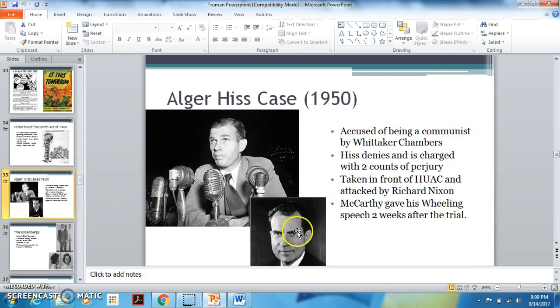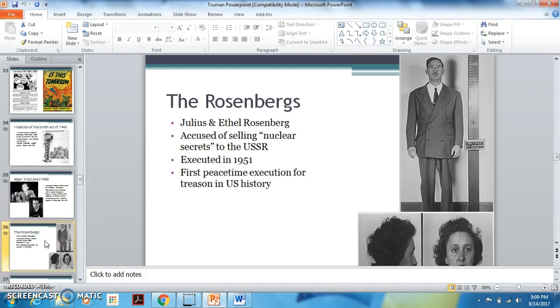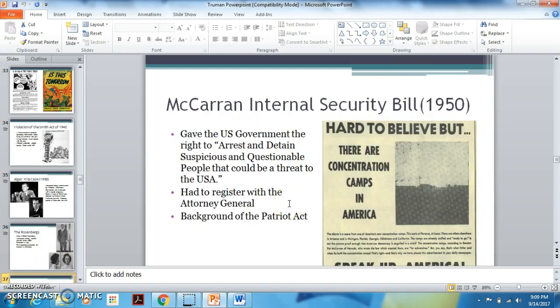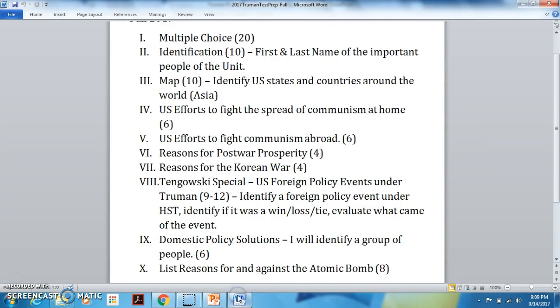Alger Hiss was put on trial. Remember, he was in front of the House Un-American Activities Committee, led by Nixon. McCarthy struck after that point. The Rosenbergs were executed in 1951 for selling nuclear secrets to the Russians. And lastly, McCarran: arrest and detain suspicion of questionable people. Those are the answers for that area.